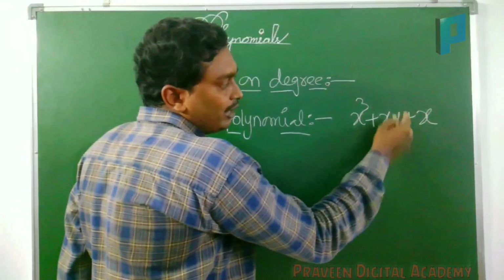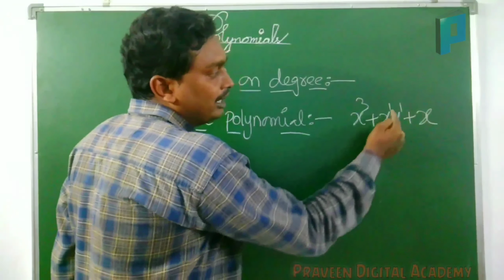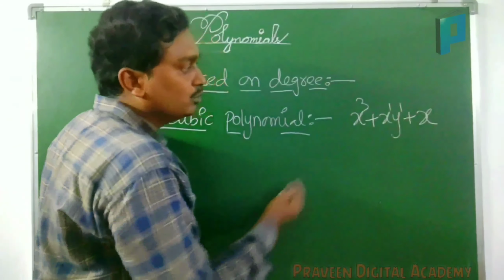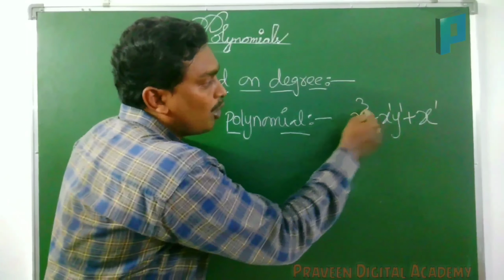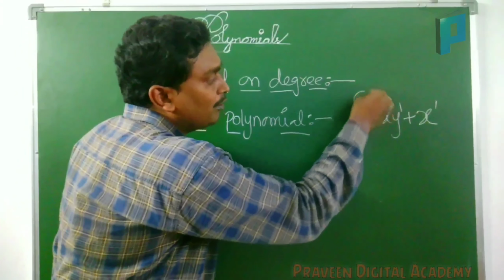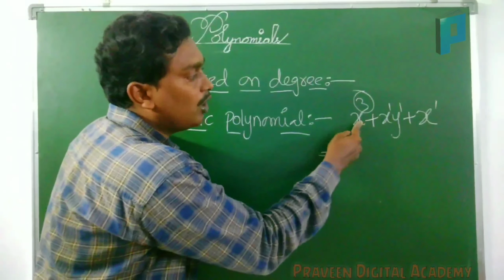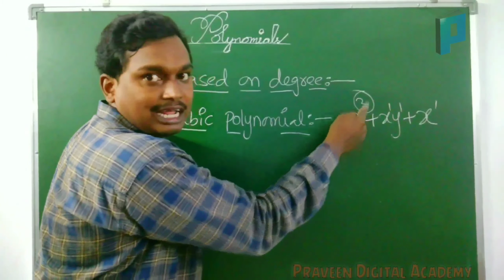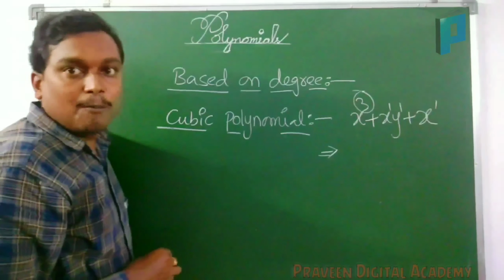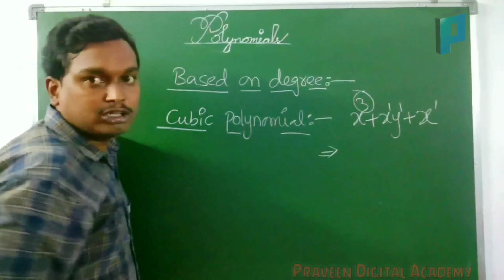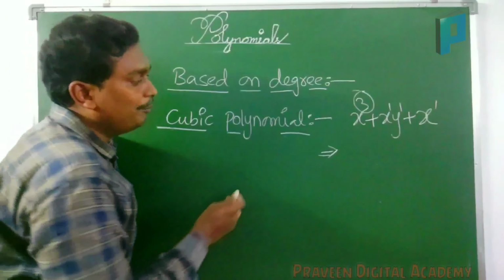You have x into y. Here is power 1, power 1. Here 1 plus 1, how much? 2. Here is 3. What is the x power here? 1. So, what is the highest power in this polynomial? It is 3. We will call the highest power 3. So, we will call it a cubic polynomial. I can say this is also a cubic polynomial.